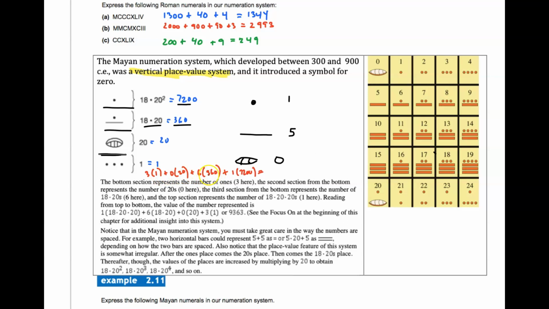360 times 6, we need to get that value. That's 2160. And then 7,200, so you have 3 plus 2160 plus 7,200. And so with that, you would add that together and you get your total, which would be 9363, which is again what we have here. So you can read this further description and get an idea. And again, here are the symbols for those first 24 values, the numerals that we use to represent that.